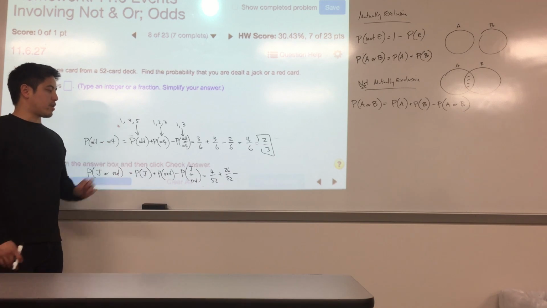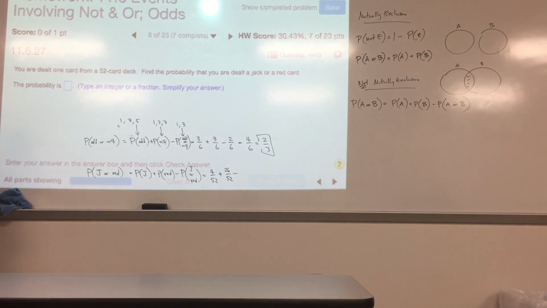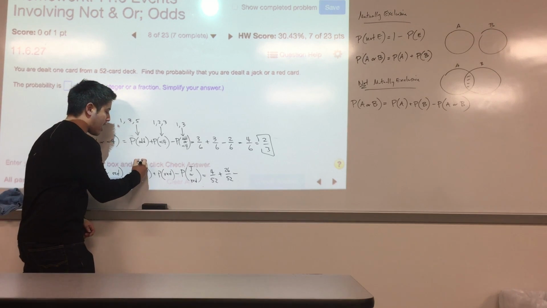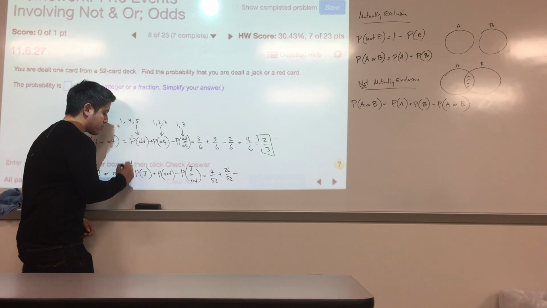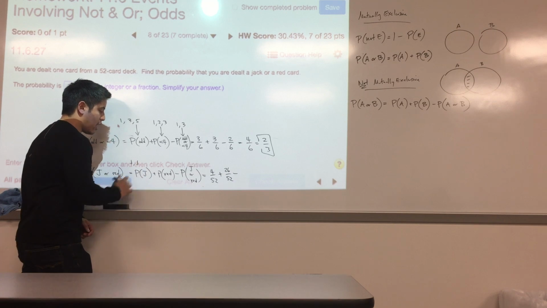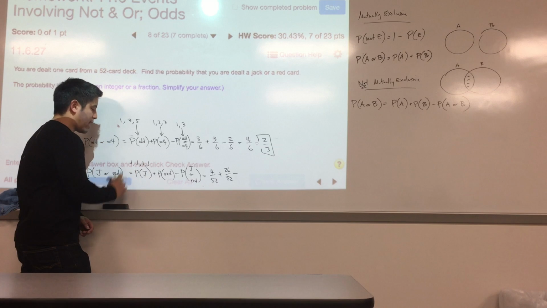Are there any duplicates here that are jacks and reds counted twice? And how many are they? 2 of them. Okay, so we have 4 jacks here. We have jack of hearts, jack of diamonds, jack of clubs, jack of spades.